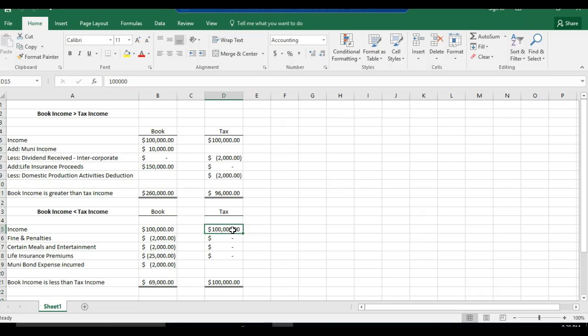Life insurance premiums, when we pay premiums on life insurance, they're deducted as expenses on our books, but we can't deduct them as expenses for tax purposes because the income doesn't get taxed, so we can't deduct the premiums for tax purposes. And last, any municipal bond commissions that we incur to buy the muni bonds, we can deduct as an expense on our books, but is not allowed for tax purposes. So therefore, in this case, the book income is going to be less than the taxable income. So that's a review of permanent tax differences.